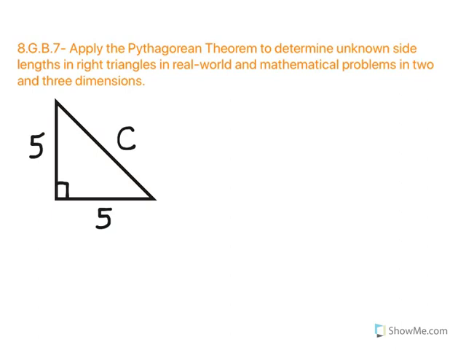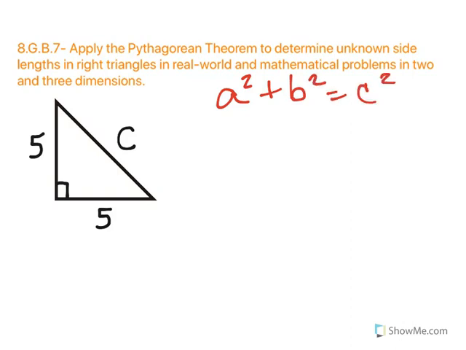It is very possible to have an isosceles right triangle. An isosceles is a triangle with 2 sides that are congruent. In this case, we see that our side lengths are 5 and 5. Those are both our legs, and we're trying to find c. So we would use the Pythagorean theorem, a squared plus b squared equals c squared to solve this.